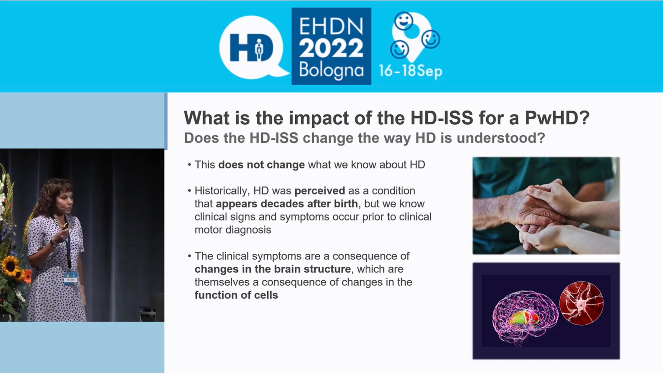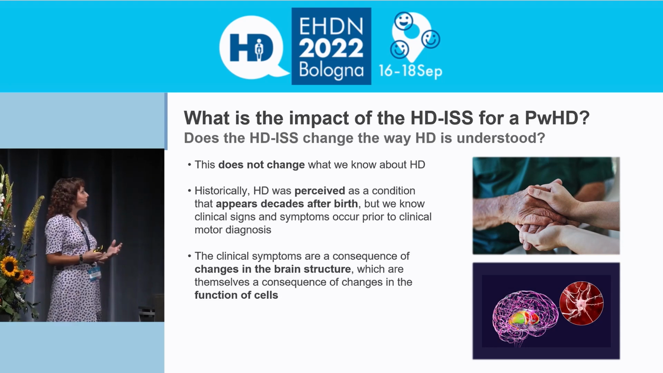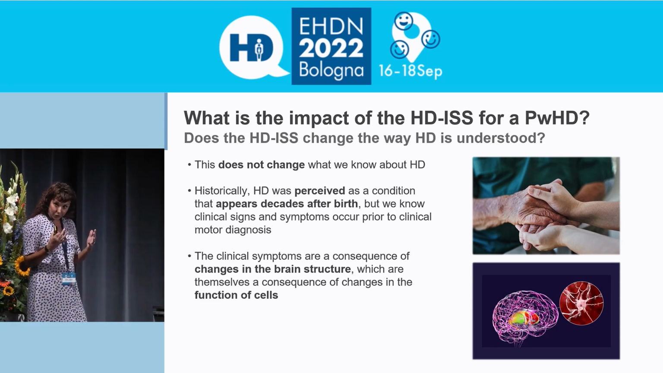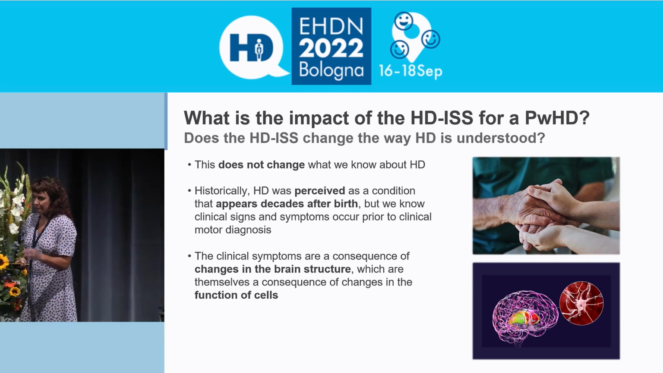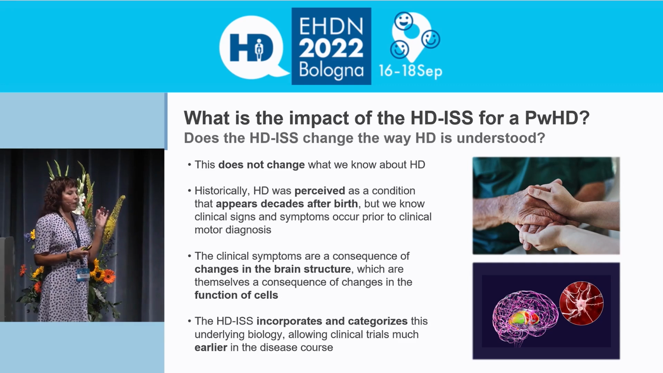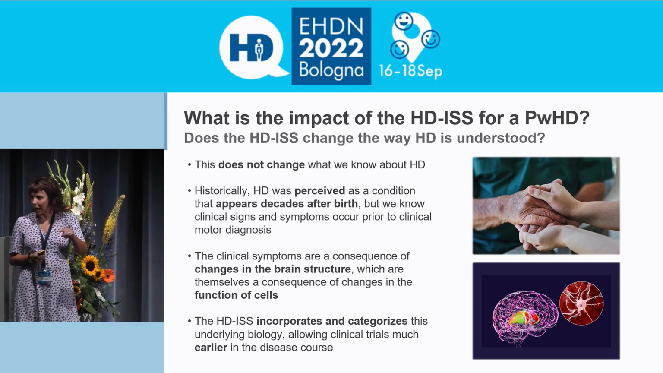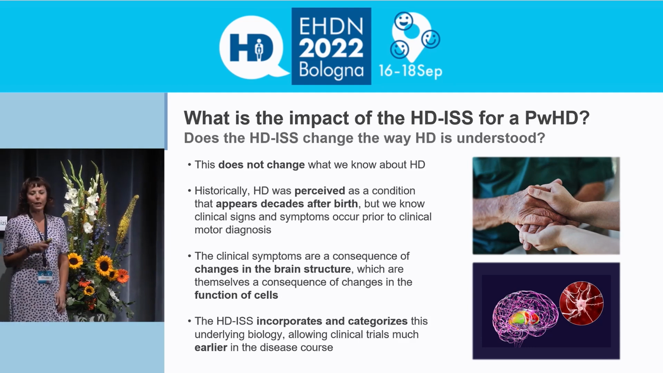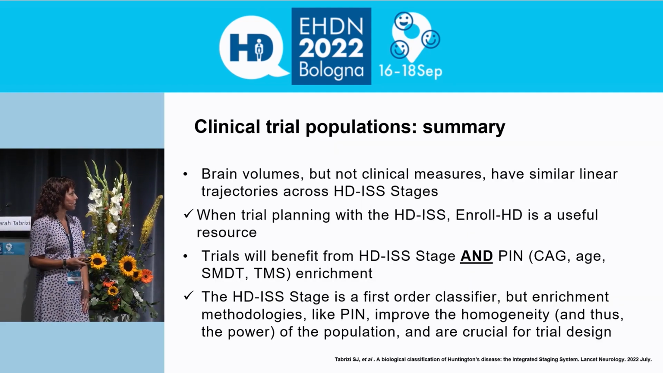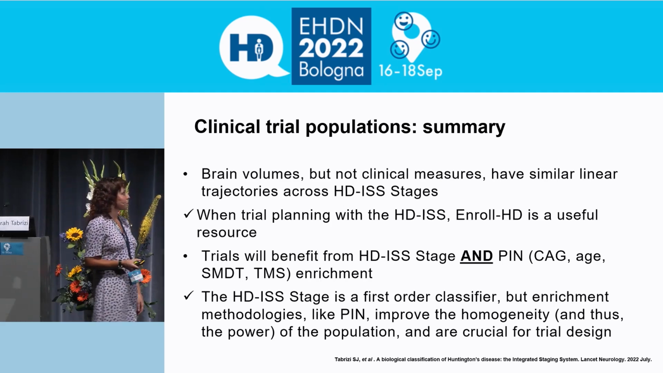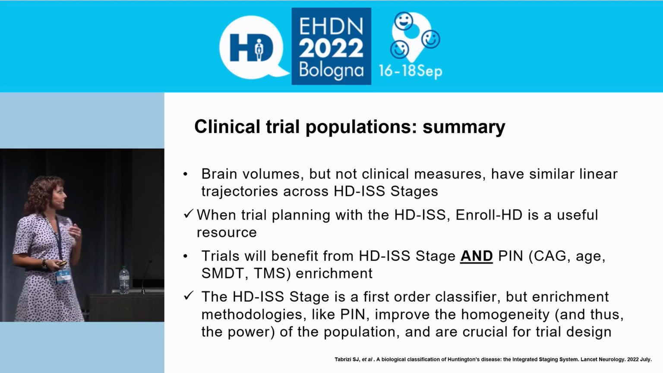The clinical symptoms that we see are a consequence of changes in brain structure, which are themselves a consequence of changes in the function of cells. And the HD-ISS incorporates and categorizes this underlying biology, allowing clinical trials much earlier in the disease course. So, brain volumes, but not clinical measures, have similar linear trajectories.